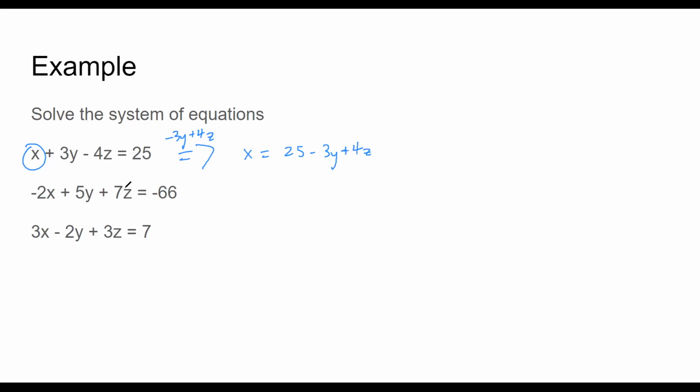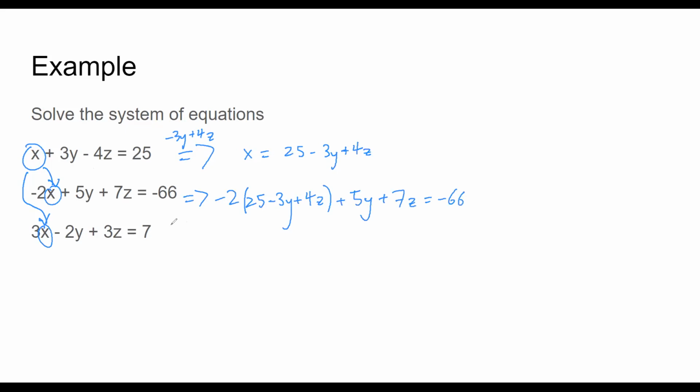So the second step here is to take this value of x, which we found using this equation, and substitute it into the other 2 equations. So this becomes -2 times x. But instead of writing x, we write our expression for x here, which is 25 minus 3y plus 4z. And then we finish writing the equation: plus 5y plus 7z is equal to negative 66.